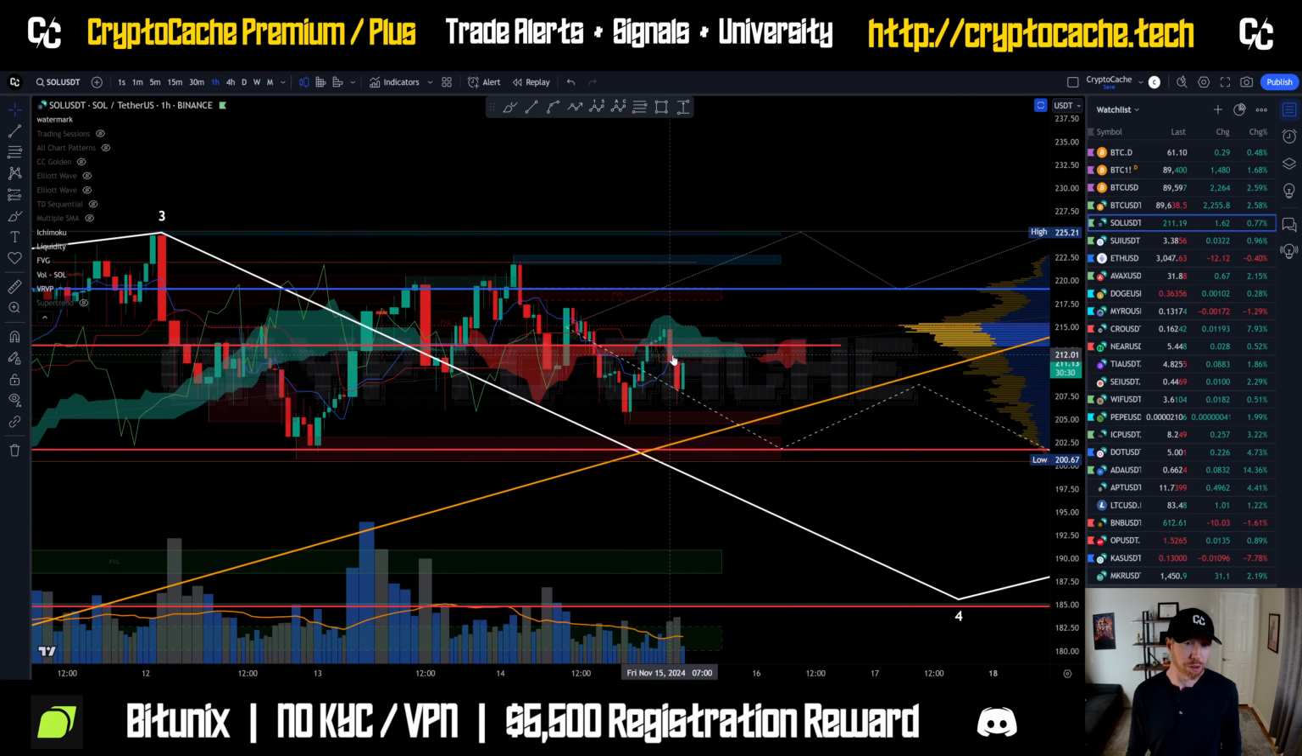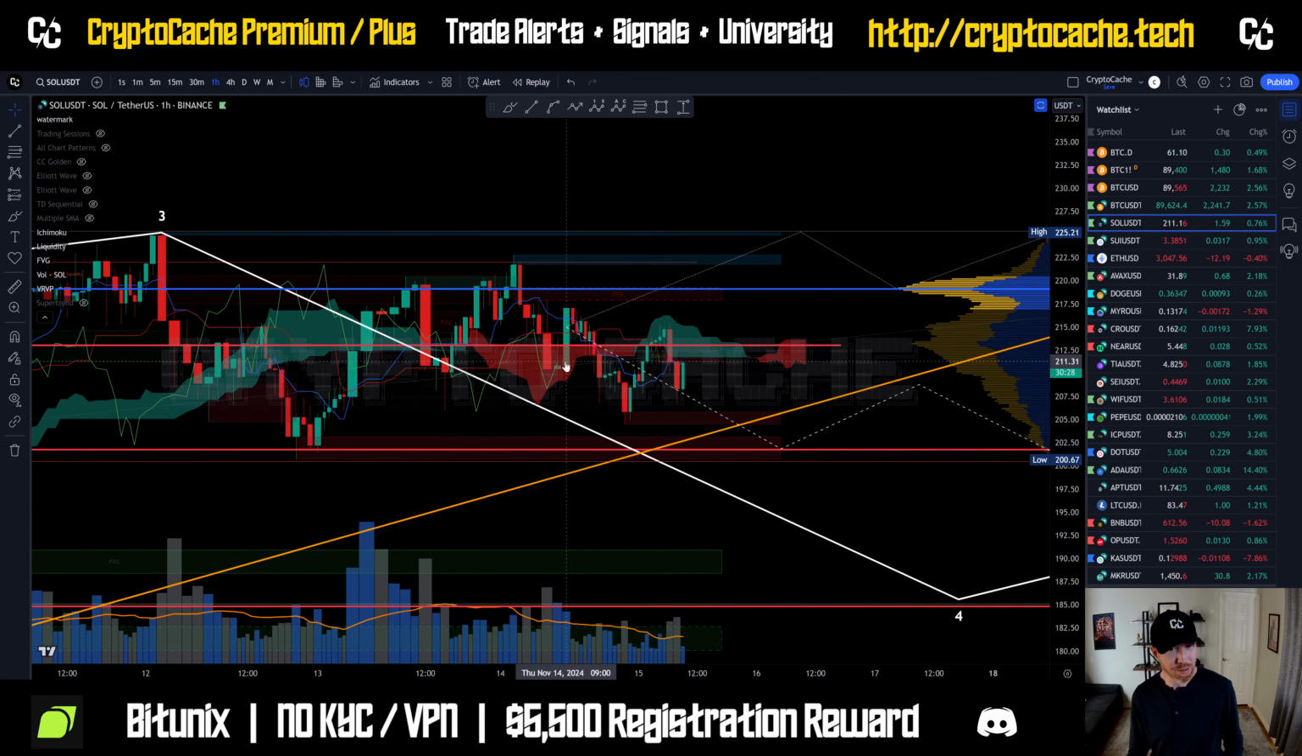Same thing here with Solana. We're under the cloud. The lagging span is kind of within the price action, and the conversion line and the baseline are intersecting. So that's only 1 out of 3 reasons to feel confident in taking a short, and 0 out of 3 reasons to feel confident taking a long.